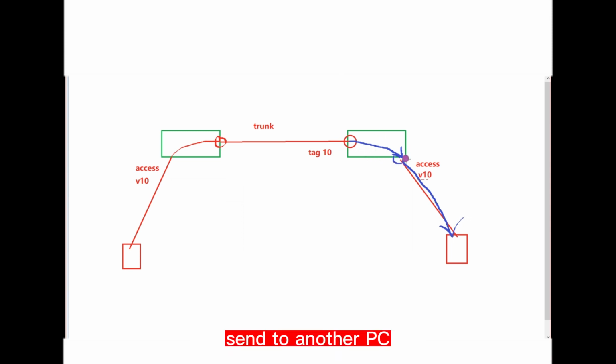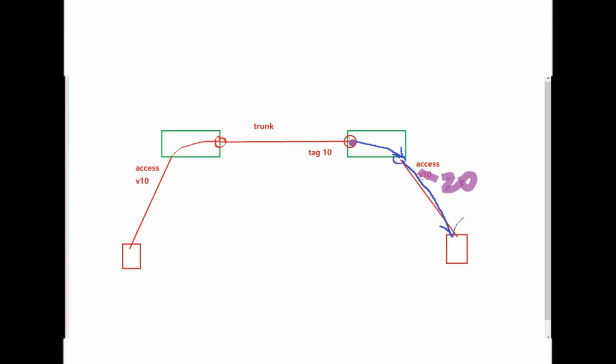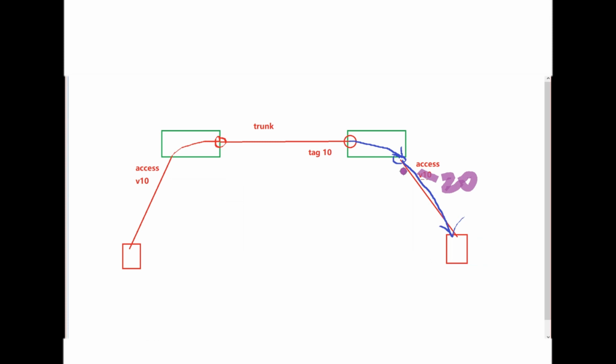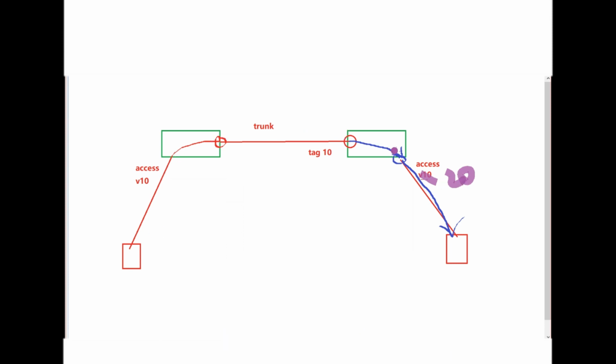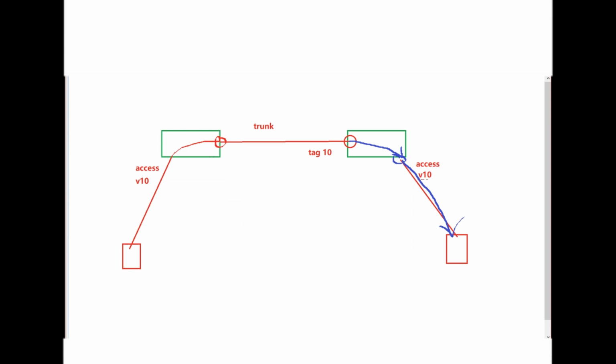Send to another PC. Then in this process, if there are some other circumstances, for example, now this interface belongs to VLAN 20. There is no interface belonging to VLAN 10 on this switch, but I created VLAN 10. The data will come in, but it can't reach the destination, because of cross VLAN. If they are different VLANs, it sure doesn't work. But it's okay to send the data like this. It's just that it can't be sent from this interface. This is what we call a trunk. Let's talk about its configuration in a while. This is how it forwards.